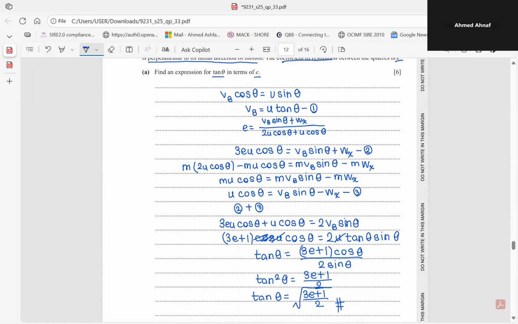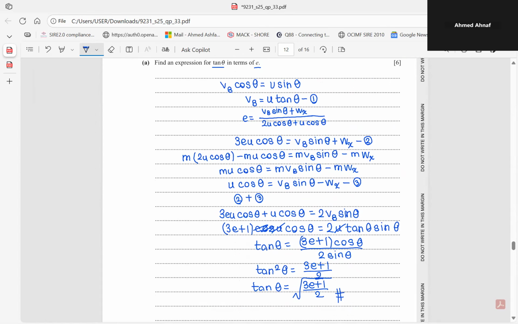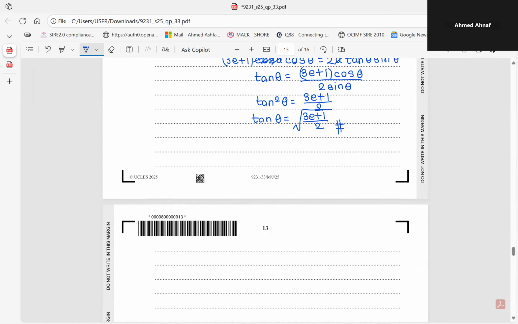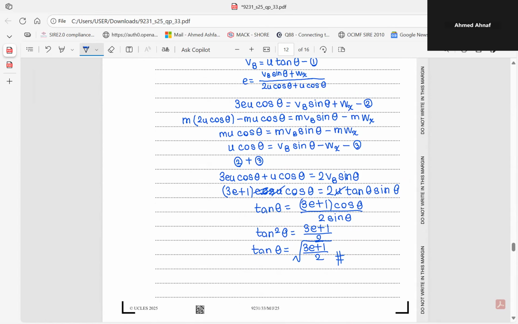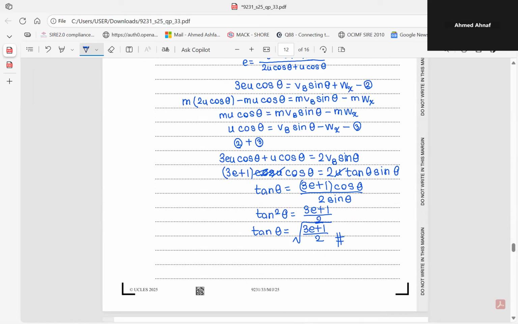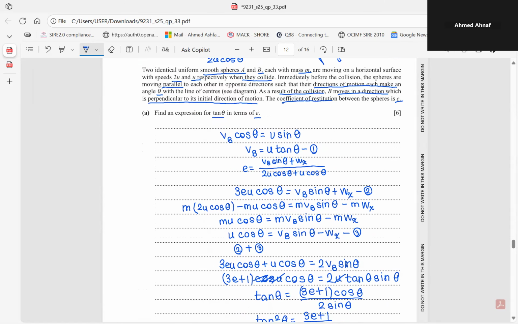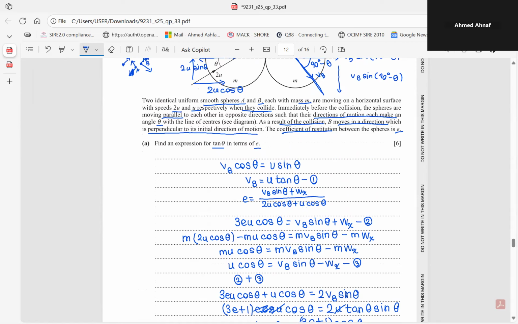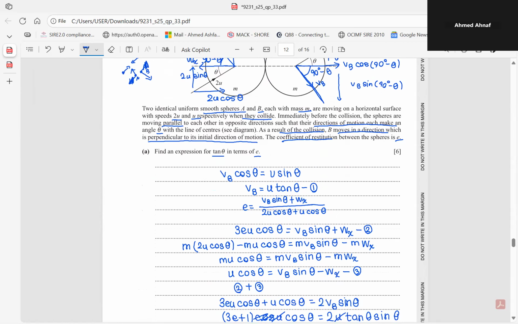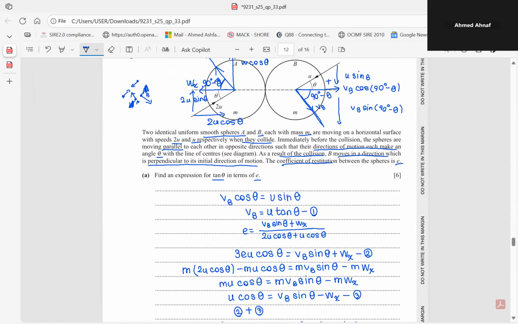All right, let's look for an equation that is in terms of tangent theta. Oh, we have the second equation. Never mind. Yeah, WX.